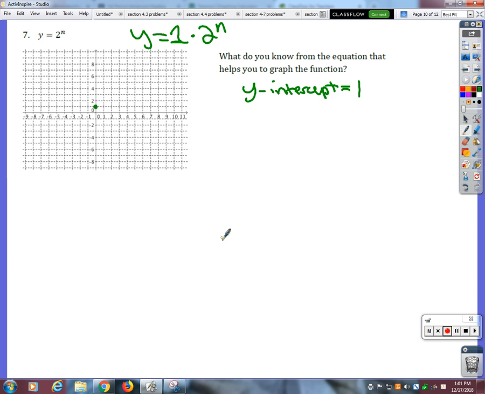What does the 2 tell you? Not really, because this is one of those curved ones, an exponential one. The 2 tells you that it doubles each time. Okay, so if it starts at 1 and it doubles, the next point would be at 2, and then the next point would be at 4, and then the next point would be at 8, and then it goes off the charts. Okay, if we're going to the left instead of doubling, what does it do?